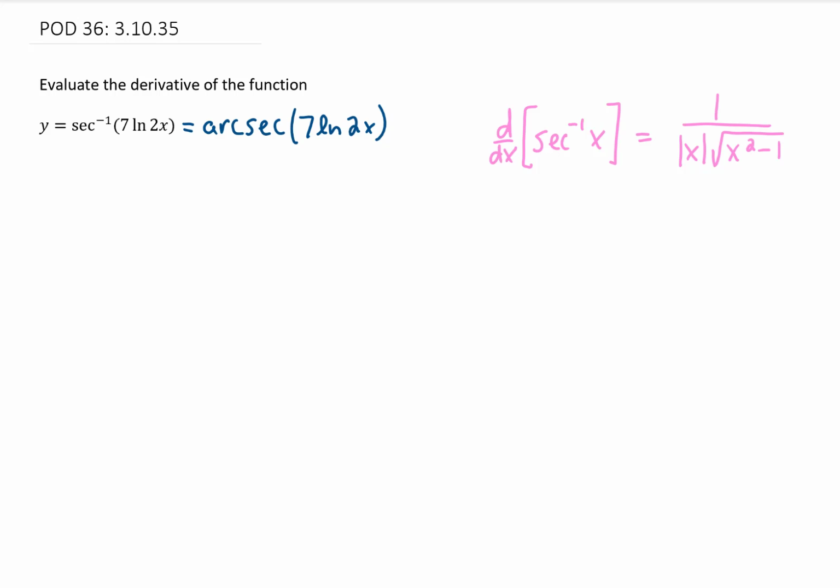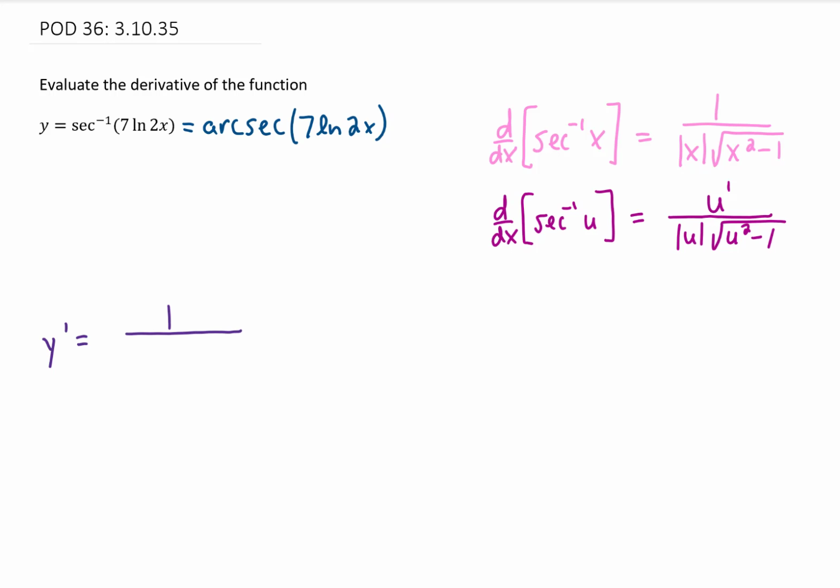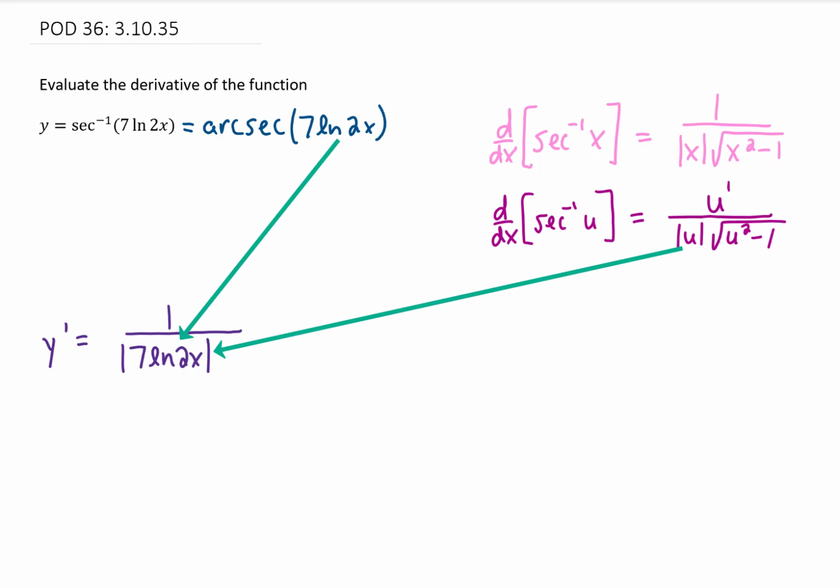But if we have a function of x as the argument of our inverse secant, let's call that function of x u, then the chain rule says that we need to multiply that result by the derivative of that function u. So let's find the derivative of our given function. I'm going to start with the 1 over absolute value, and inside that absolute value we're going to put the argument of the inverse secant function.